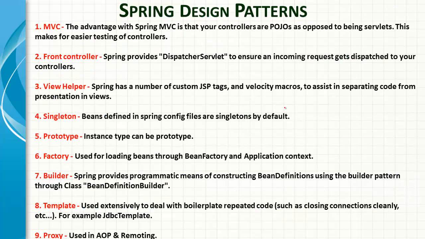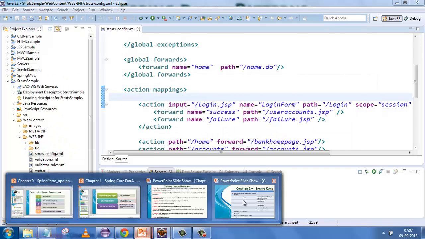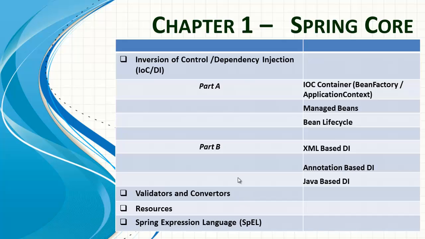Design patterns used in Spring are MVC, front controller, view helper, singleton, prototype, factory, builder, templates and proxies. These are the things that we have covered till now, and now we are going to move on to Spring chapter 1. Let's begin now.